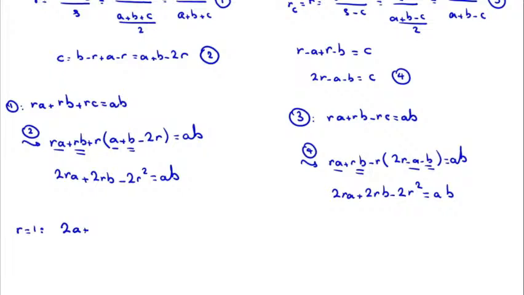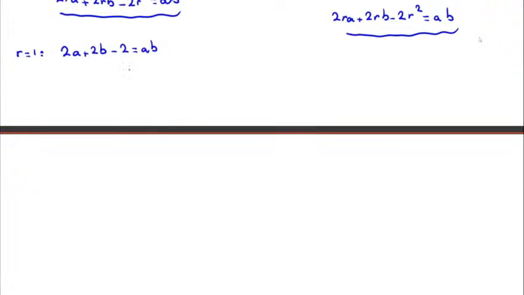It will be 2A, the first one, plus 2B minus 2 equal to AB. And this part will be 2A plus 2B minus 2 is AB. So we will see the equations are the same. Okay? So for small A and B that are less than, for example, R in general, we should use this. AB greater than R, we should use this. Okay, so let's solve this one.